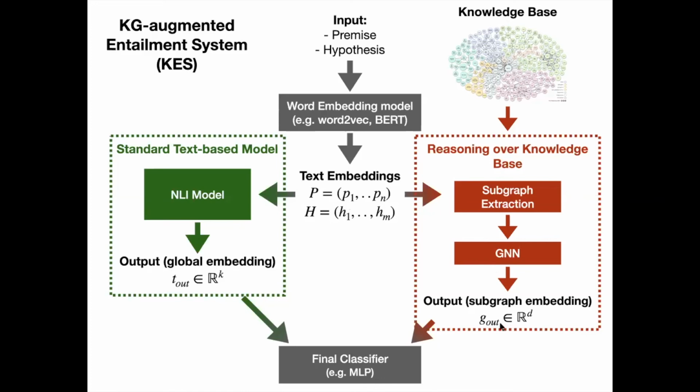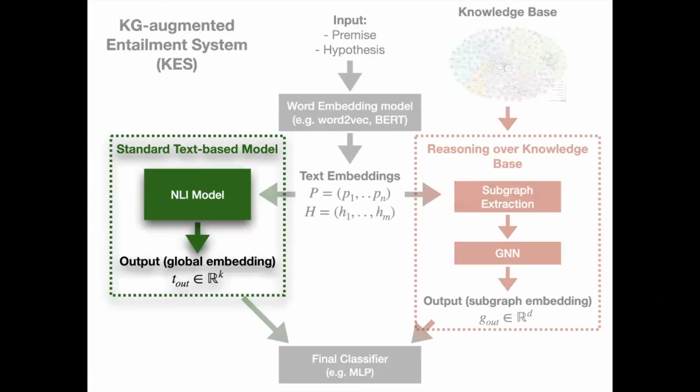Then these two final encodings are passed to a final classifier, which, for example, can be a multi-layer perceptron, and the output is given. So the output is either positive, neutral, or negative entailment.